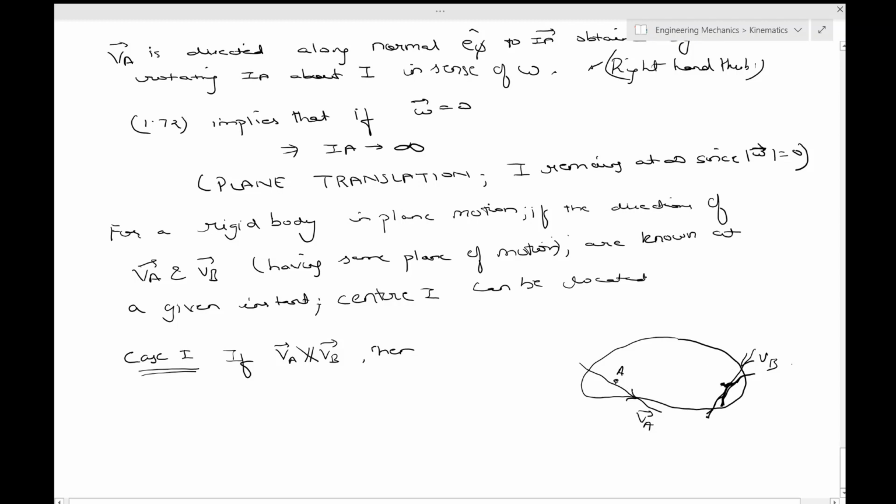So if this is the case, if VA is not parallel to VB, then I is at the intersection of normals to VA, VB at A, B. This is I, normal to VA and VB, this is the point of intersection, and this is I.